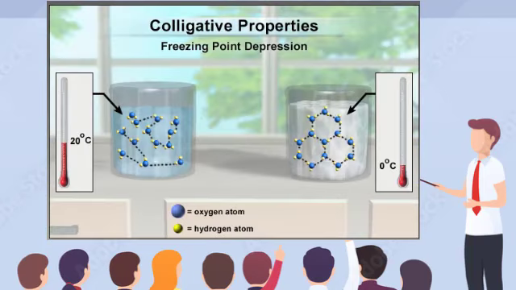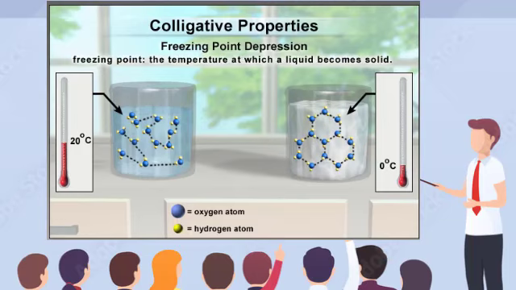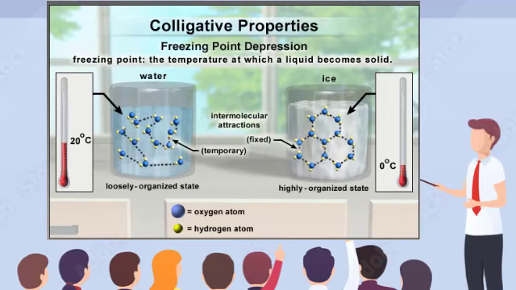Freezing point depression is another colligative property. Freezing point is the temperature at which a liquid becomes a solid. During the freezing process, a substance changes from a loosely organized state to a highly organized state. As a substance changes from a liquid to a solid, intermolecular attractions between molecules become fixed.